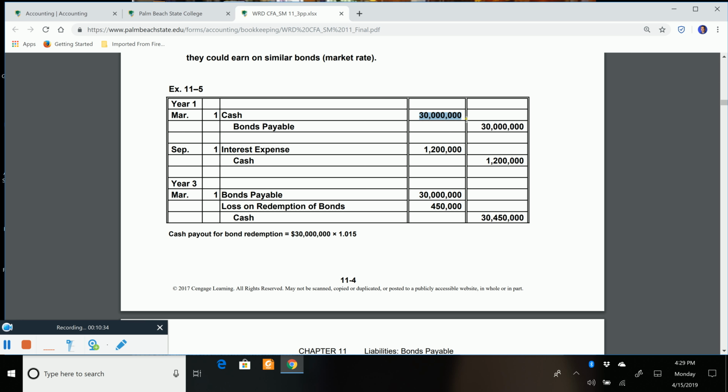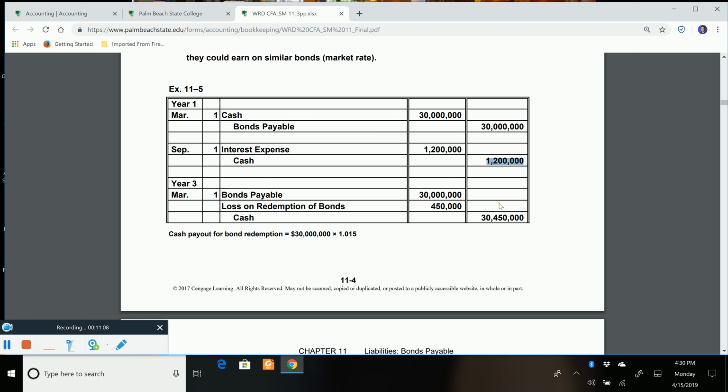So we will receive cash, the company does: debit cash, $30 million, and we're going to credit bonds payable. 6 months later, we will write an interest check to the bondholders. And the interest is calculated as principal of $30 million times interest rate of 8% times the time, which is a half a year. If you do the math, that works out to $1.2 million. Debit interest expense, credit cash.